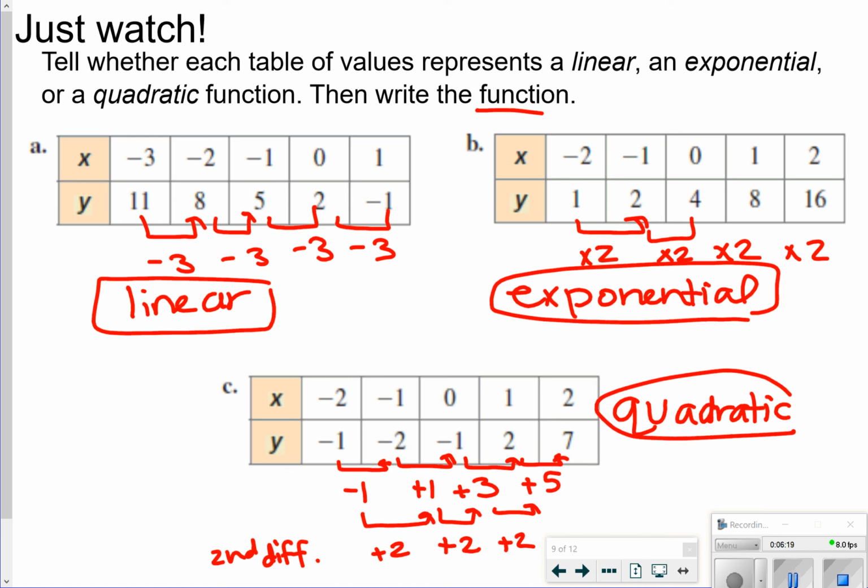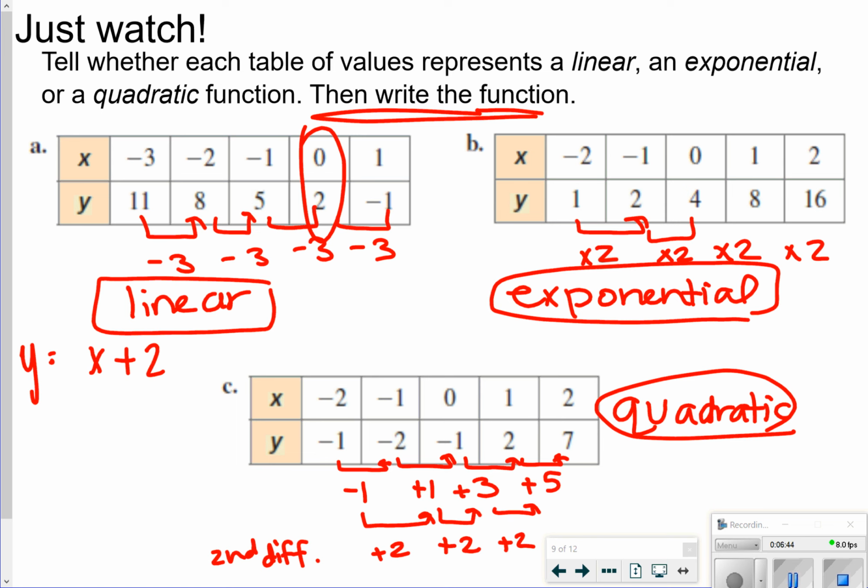Okay, let's talk a little bit about how to write a function, though. For letter A, we're starting with a linear function, and that just takes it back to what we've already learned in the past. Remember, we would want to find our y-intercept first, which is b, and that's going to be right here. So 0, 2. So this is y is equal to something x plus 2. The other thing we need to know is the slope.